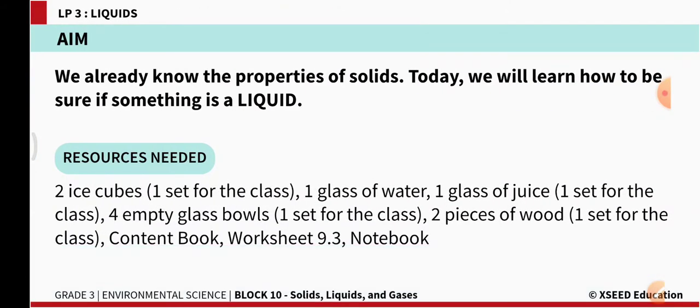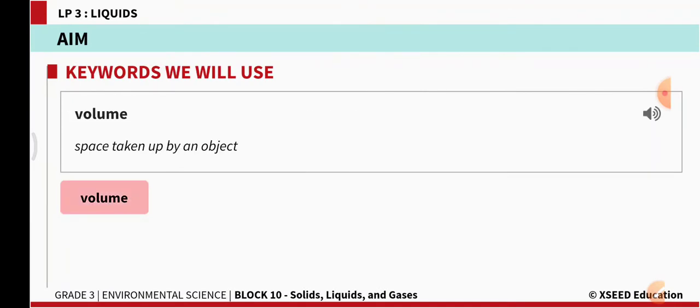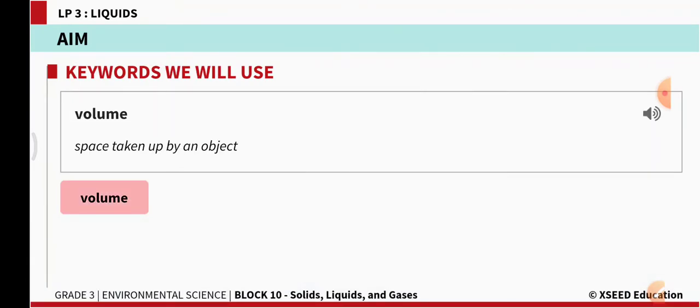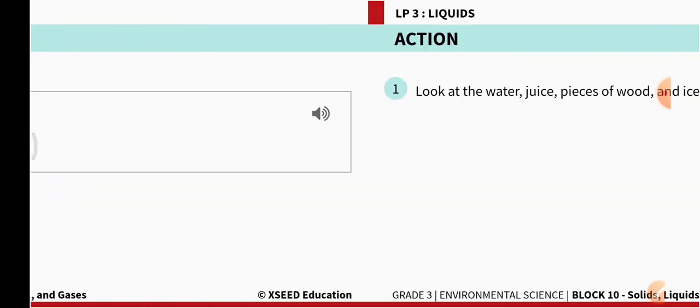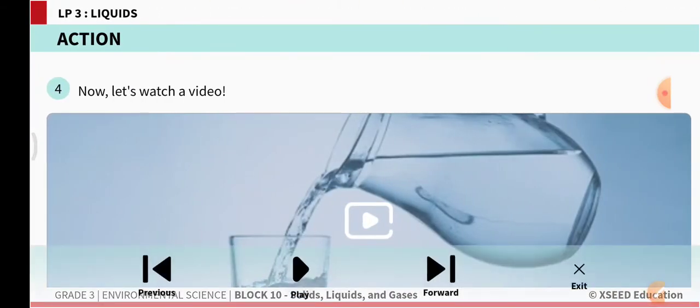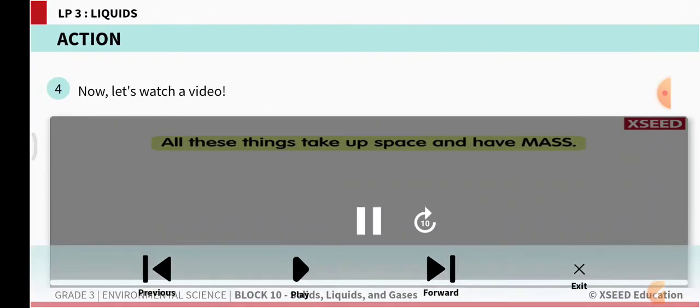So we know the properties of solids. Today we will learn how to be sure if something is a liquid. How to know whether a matter is liquid or not, we are going to learn it. Keyword: volume is the space taken up by an object. Volume means the space taken by an object. Step 4. Let us watch this video now.